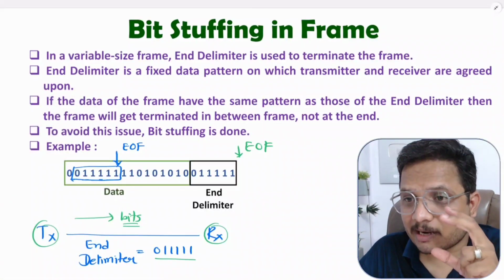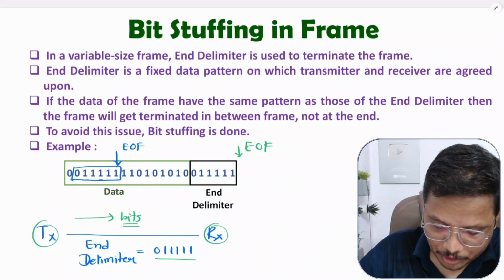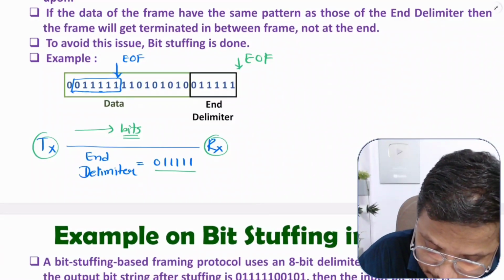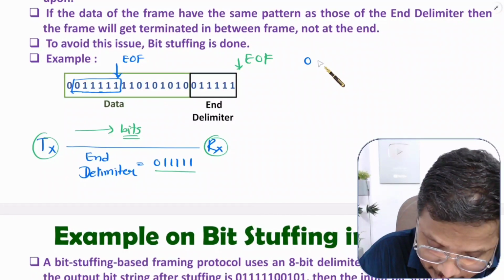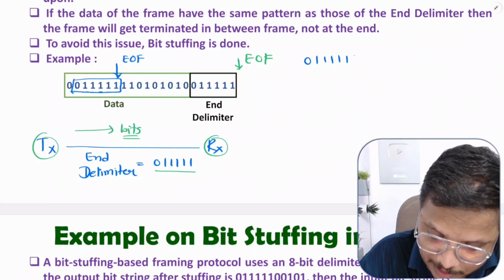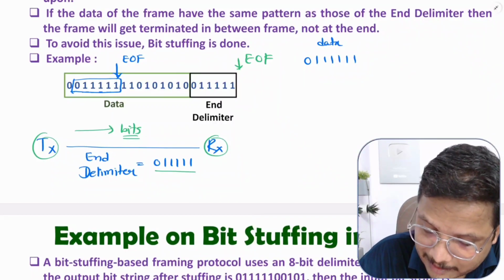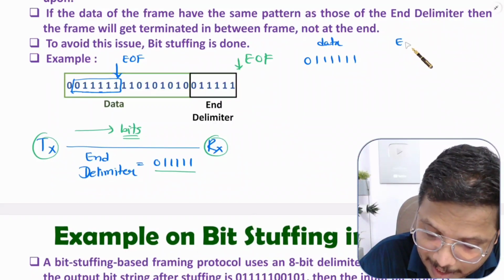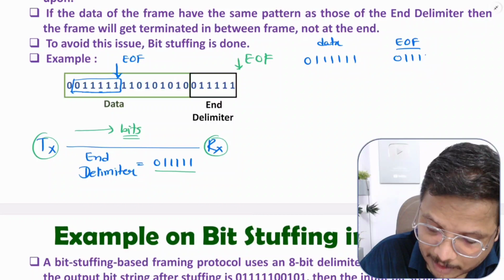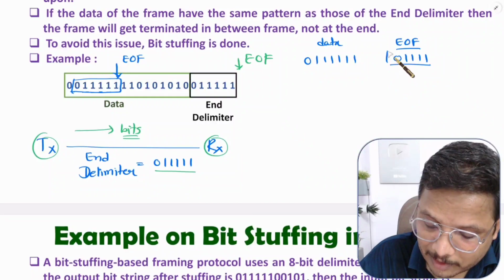So here, bit stuffing, that we use to avoid false termination of a frame. Let me show you how. See, for example, if I say I'm having a bit string, as it is mentioned over here, 0, 1, 1, 1, 1, 1, 1. Right, that is how the data is there. Now let us say transmitter and receiver both have agreed upon end of frame as 0, 1, 1, 1, 1.